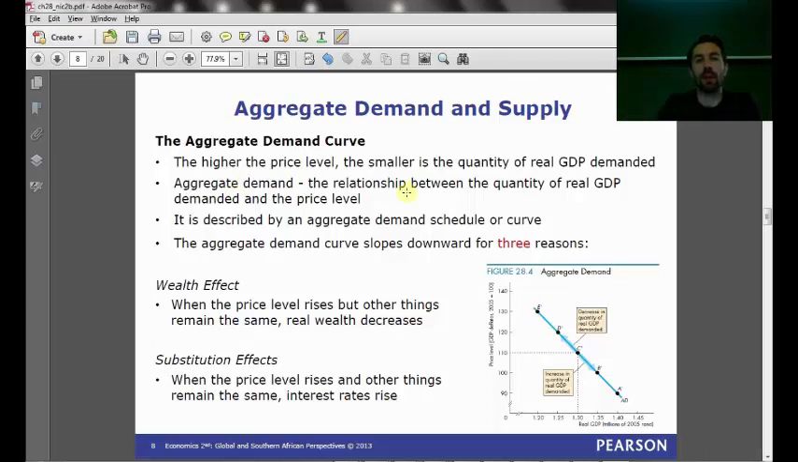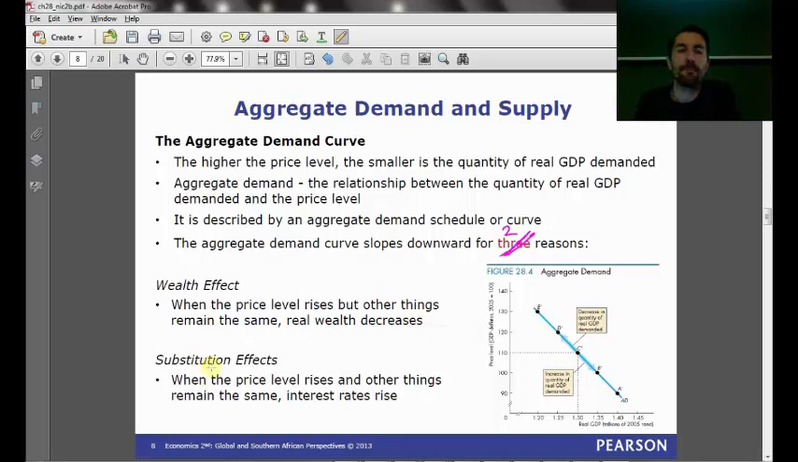So aggregate demand, the relationship between the quantity of real GDP and price level. And for some reason in your notes here it says there's three, in these slides it says it slopes downward for 3 reasons. I don't know why it says that, because it's 2 reasons, which is exactly what your textbook says. It slopes downwards for 2 reasons: the wealth effect and the substitution effect.